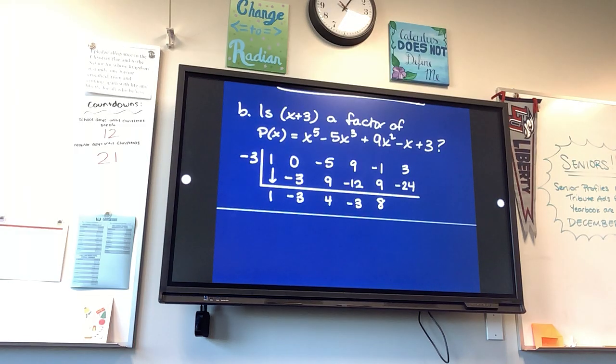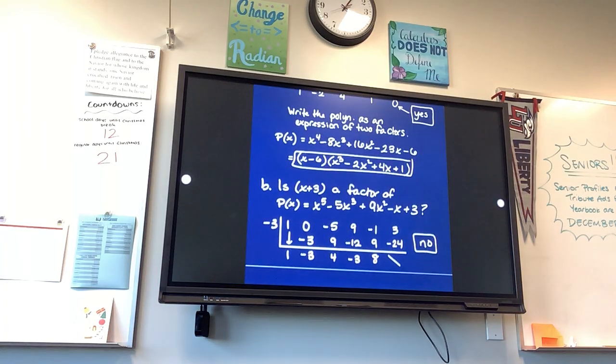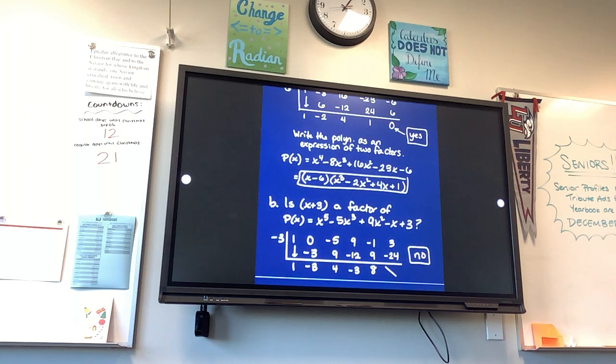And what is the only thing I care about? It's not 0. So sometimes I like to do something like that just to show that it doesn't really matter what it is. It's not 0. So that's the end of the problem. So is x plus 3 a factor? No, it is not. And that's the end of the problem. I wanted to show this one to show that you can't express it as two factors when it's not a factor. So that question would be a dead end.